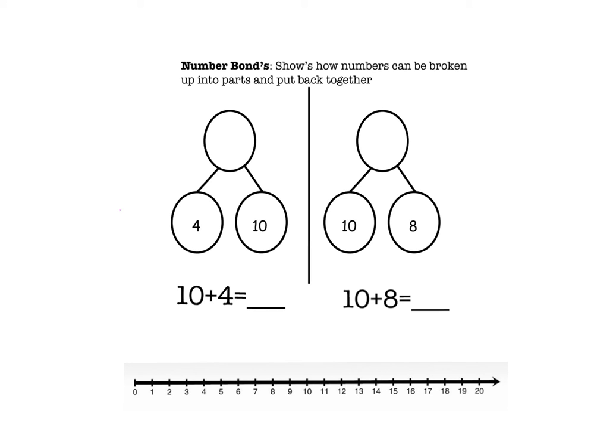In our final activity, we're going to be using number bonds. As a reminder, a number bond shows how many numbers can be broken up into parts and put back together. Our first example is 10 plus 4. That's why we have a 4 and a 10 broken up, because we're adding. So we're putting it together.